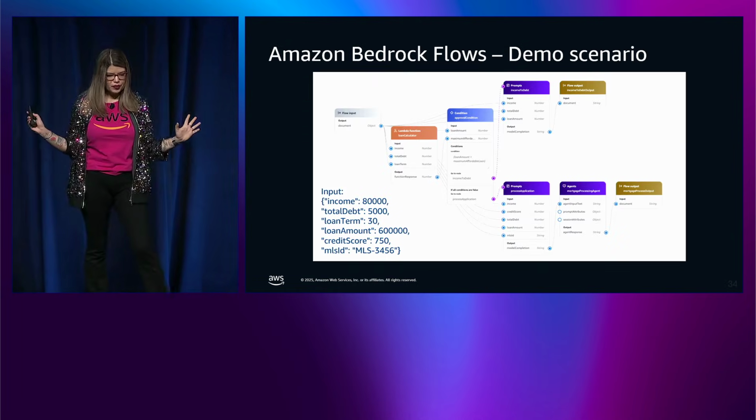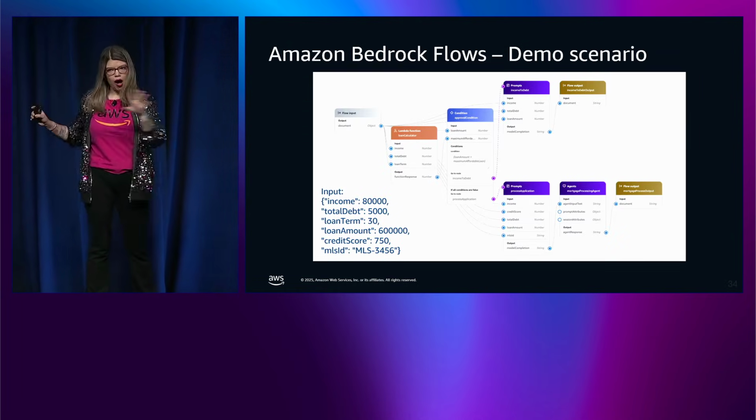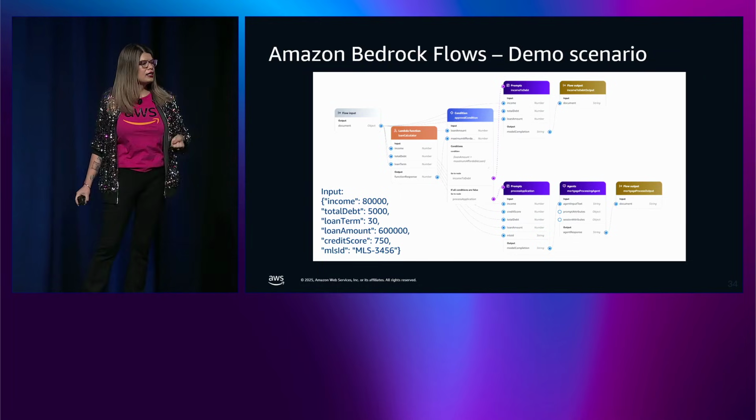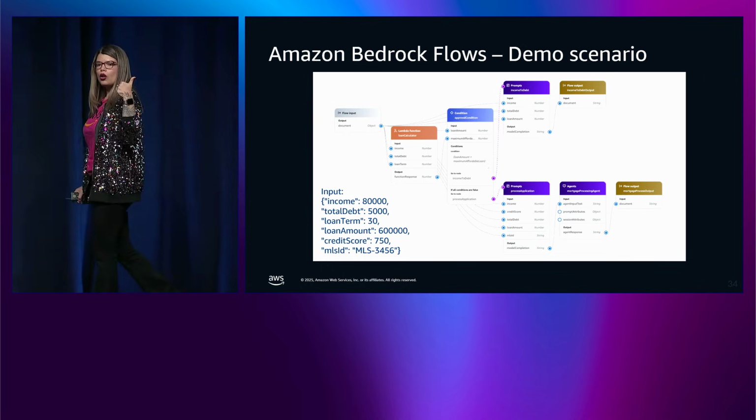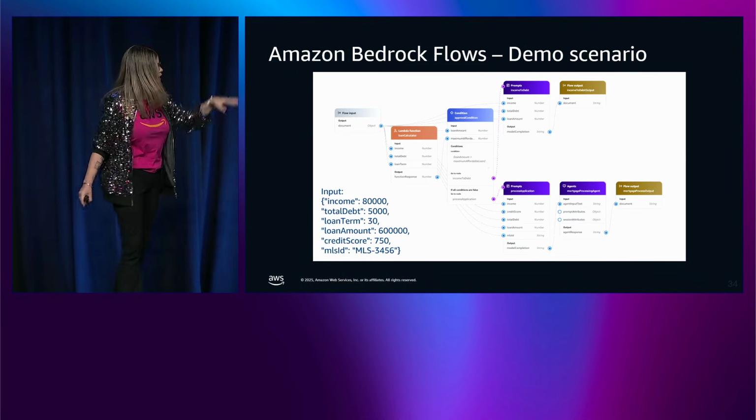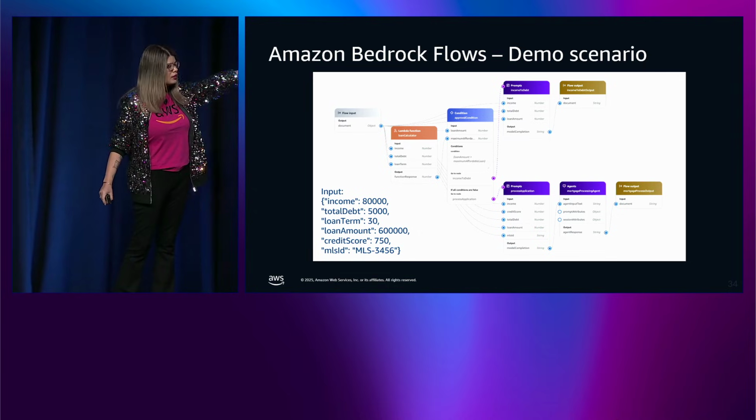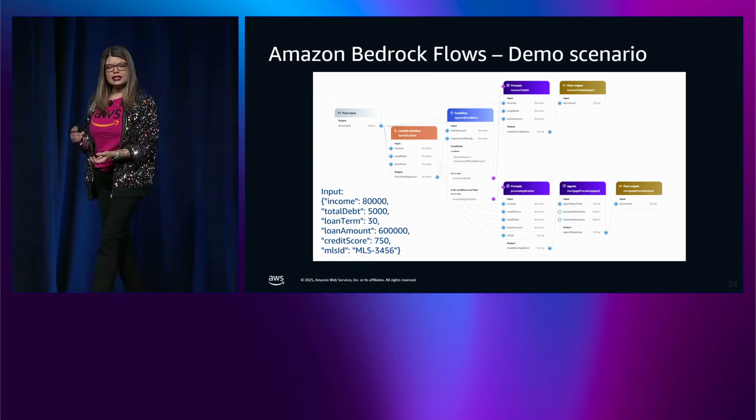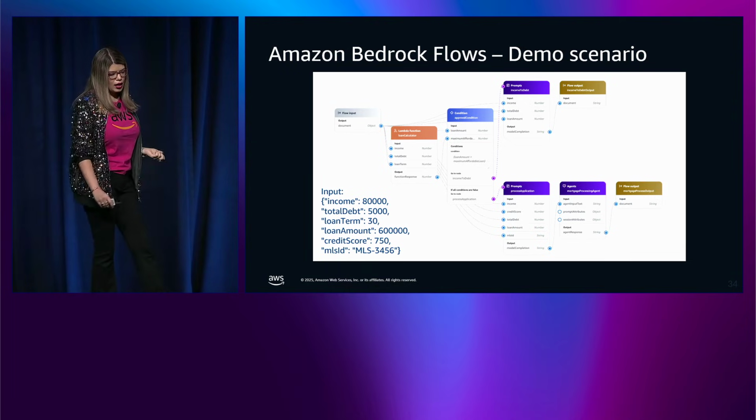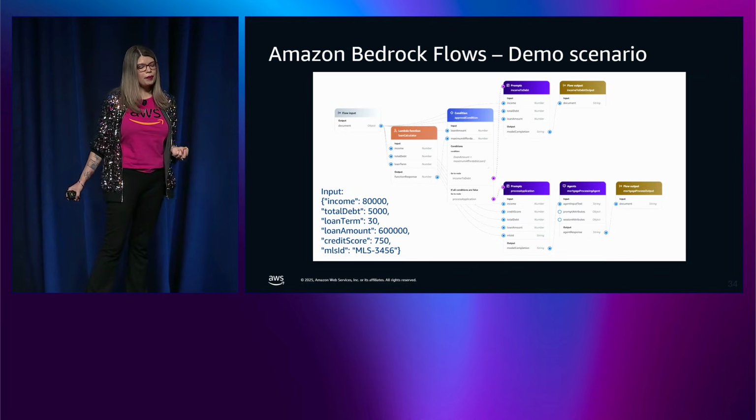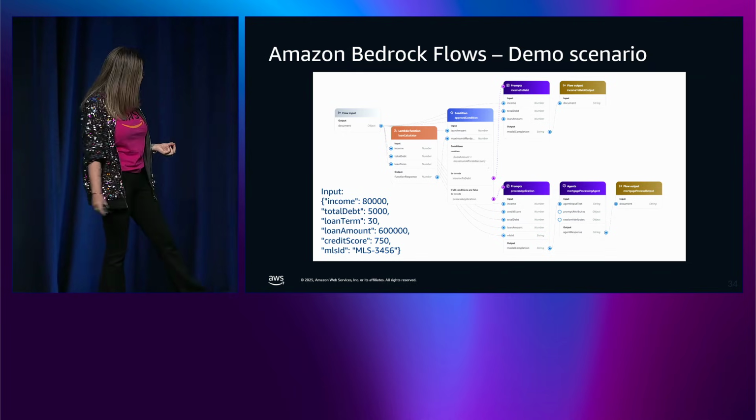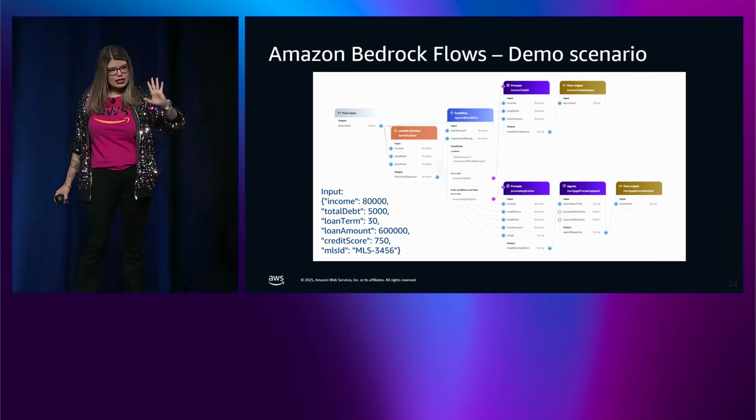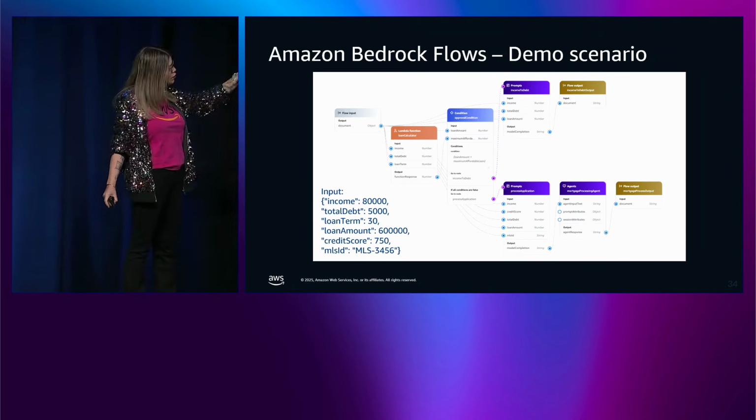This is our scenario. We are the owners of a company that is going to decide if it's okay to provide a loan. So this is the body of the input that the flow will receive, okay? The income, the debt that this person has, in how many months it will be paid, the amount, the credits in the credit store. The first step here is to call a Lambda function.